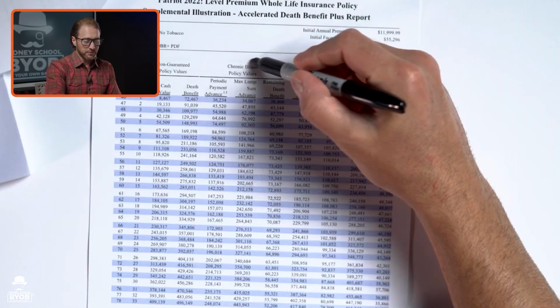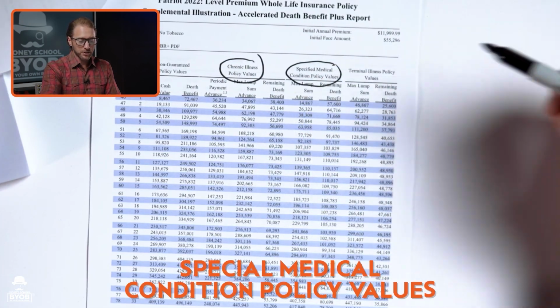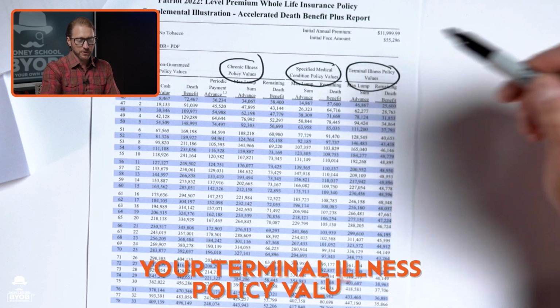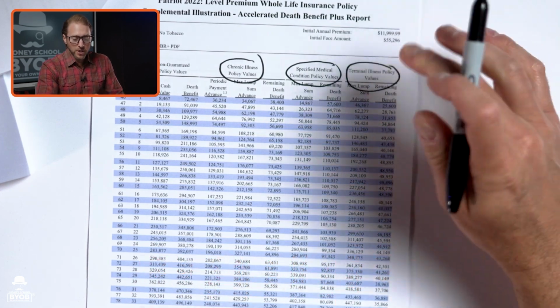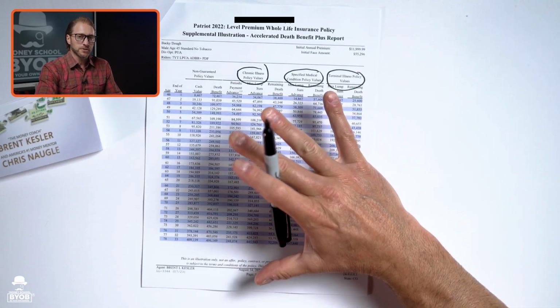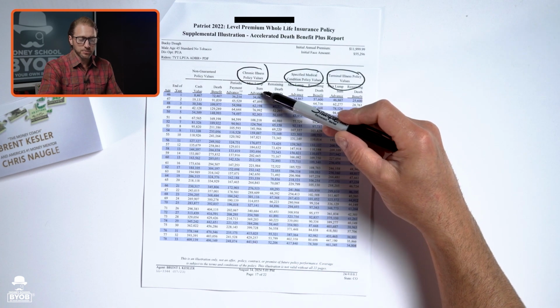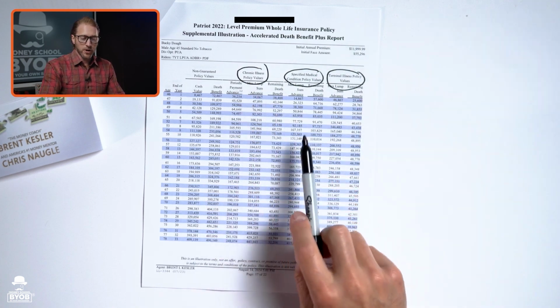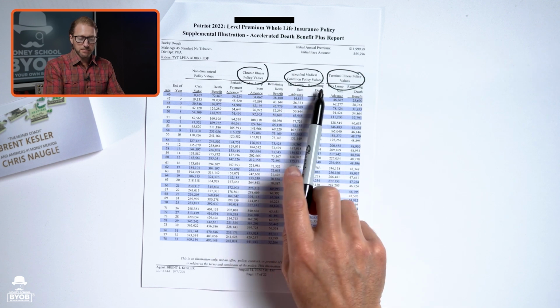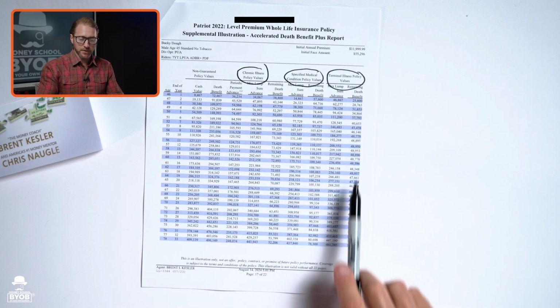Here, the living benefit that they're showing you is your chronic illness, your special medical condition policy values, your terminal illness policy values. So all of these riders are included with all of these whole life policies for this insurance company. And it's just going to give you the values, the max lump sum advance you can get for chronic illness, for specified medical condition, there's your max, and then for terminal illness, there's your max.